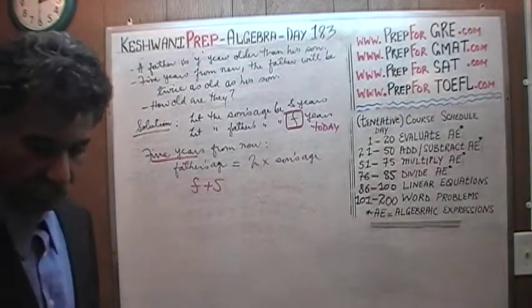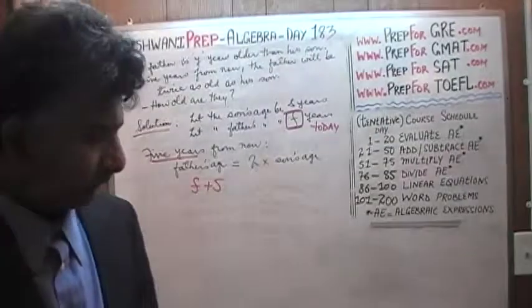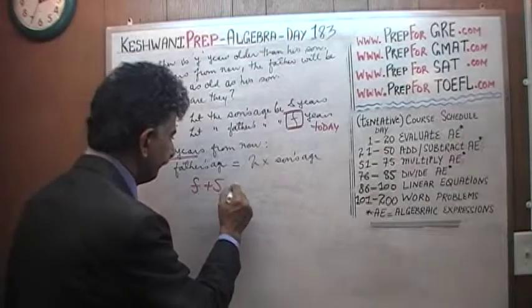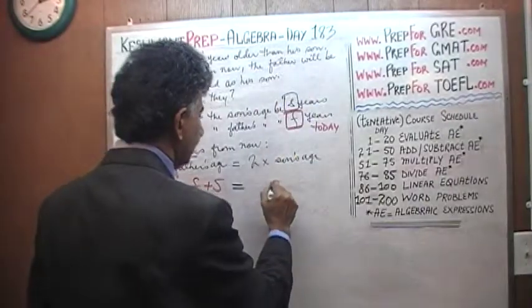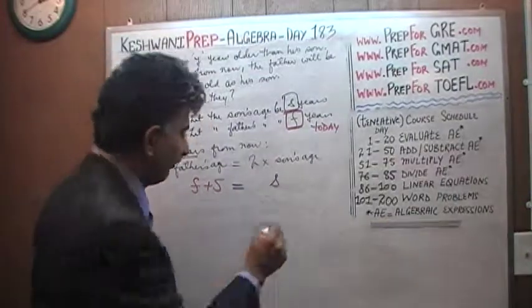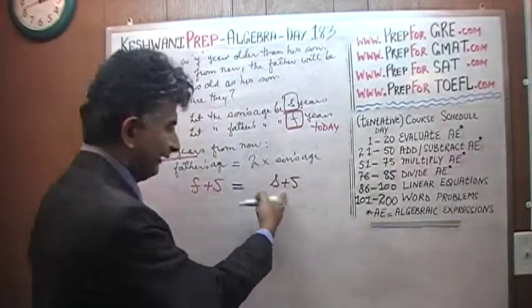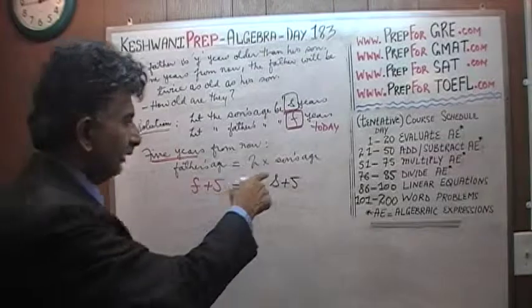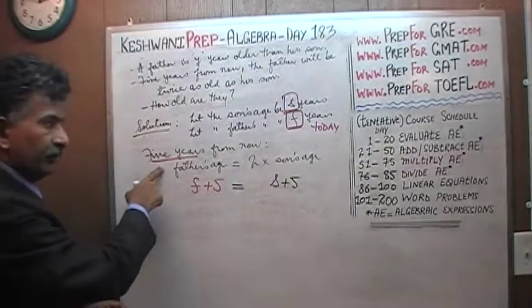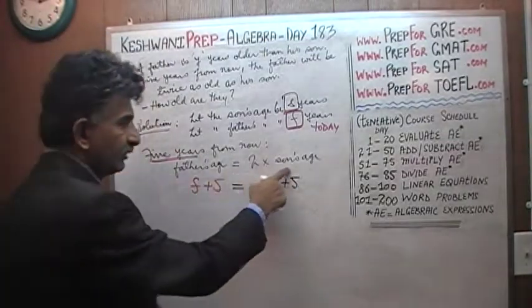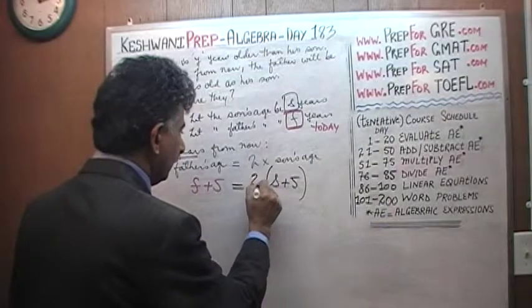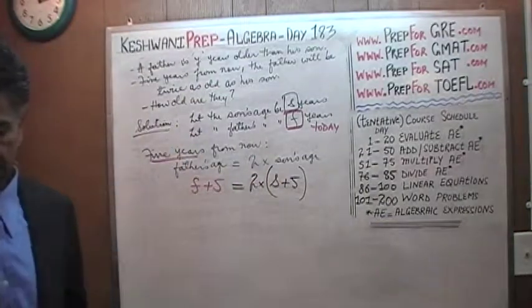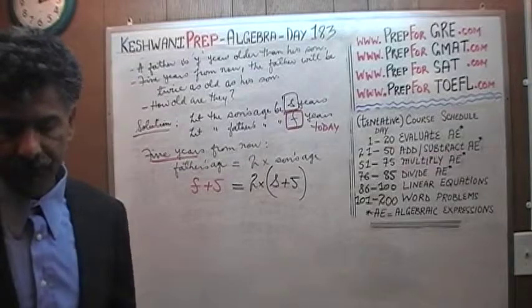And we are told that at that point, 5 years from now, his son, who is S years old today, will be 5 more. That's S plus 5, which represents the son's age 5 years from now, and twice that amount is what the father is going to be. That's it. We are done.